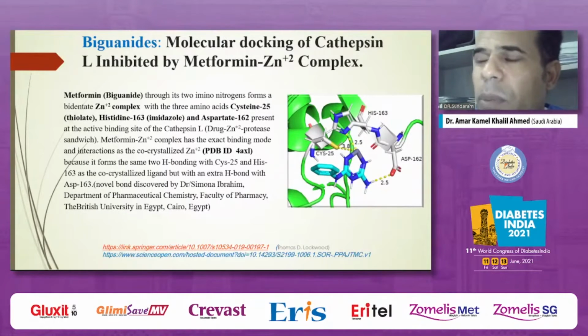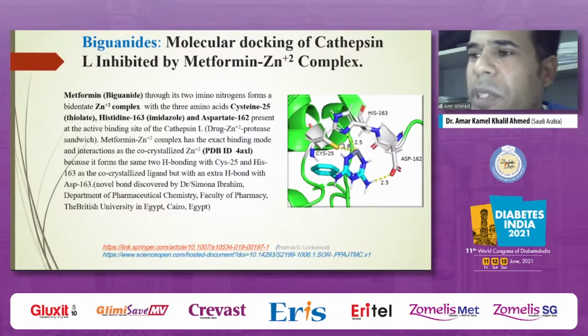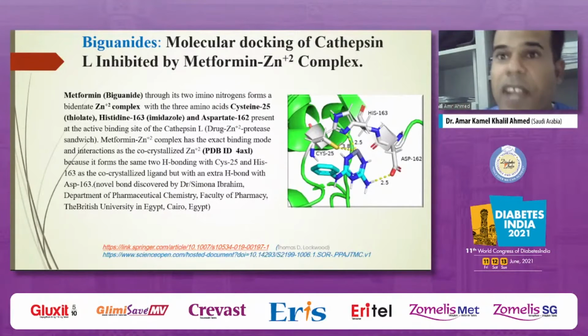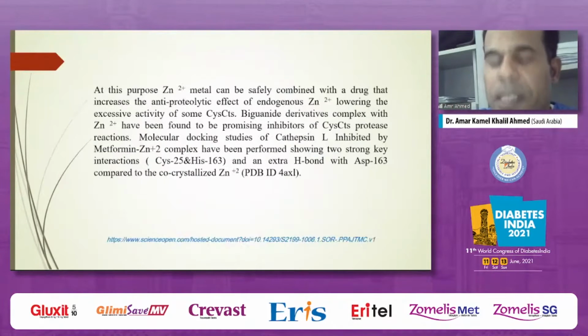angstrom. Yes, and you can see the hydrogen bond from metformin with oxygen of aspartate 162 at distance 2.5. Inhibitor effect for metformin: cathepsin L inhibition. Zinc with metformin complex may be a promising inhibitor of cysteine protease, molecular docking of cathepsin L.